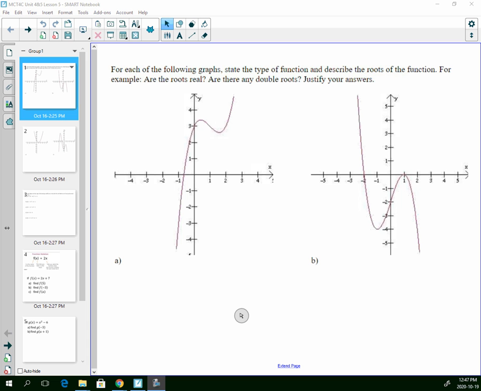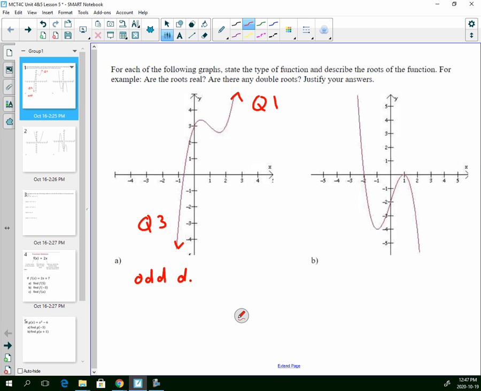Okay, so when I look at the graphs given here, I should be able to tell just by the picture of the graph what the degree is. When I'm looking at degree, I'm looking at what the ends are doing. In the first graph here, I see that the ends are going in opposite directions, starting at the bottom in quadrant 3 and ending at the top in quadrant 1. So what does that tell me about the type of function? Well, that tells me it has an odd degree because the ends are going in opposite directions.